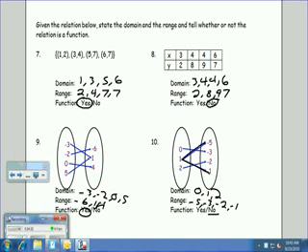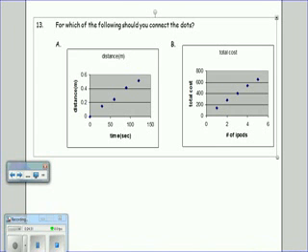Any questions about that? Okay. 11 and 12, they don't have a graph. There's just 2 coordinate planes, so we'll just skip those.